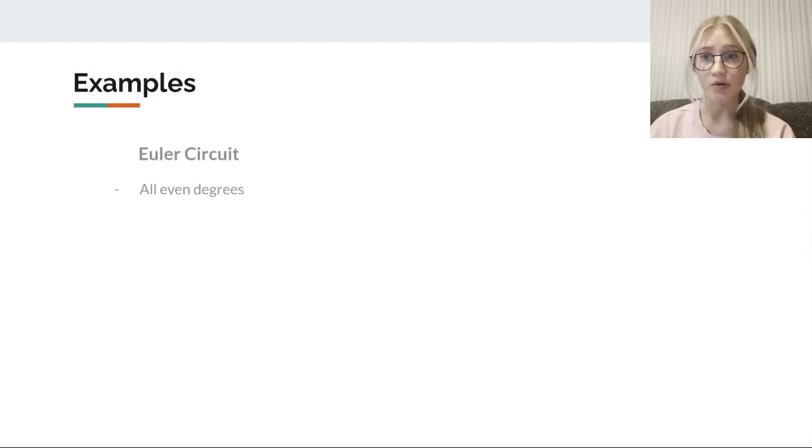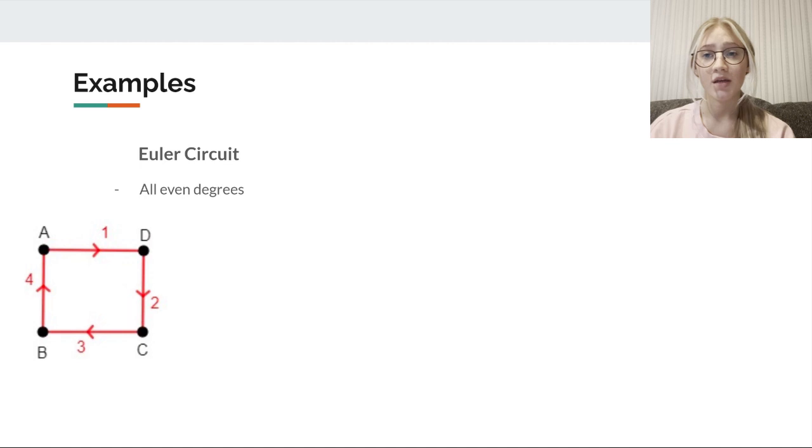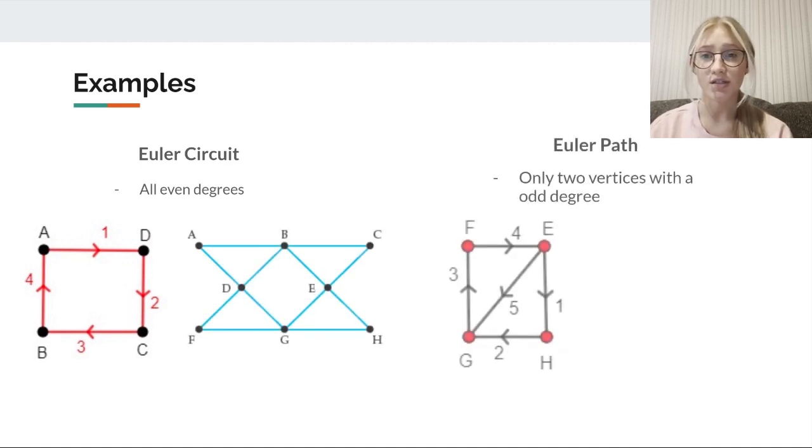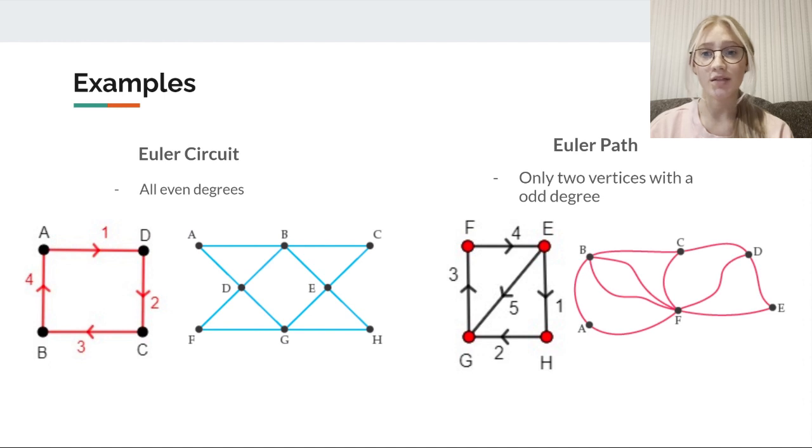These are some of our examples of an Euler circuit and an Euler path. You can see that in Euler circuits they all have even degrees. And in the first picture you can see the Euler circuit, how it goes from A to D, D to C, C to B, and then back to A. And then you can also see in the Euler paths that there are only 2 vertices with an odd degree, and the rest are all even degrees.